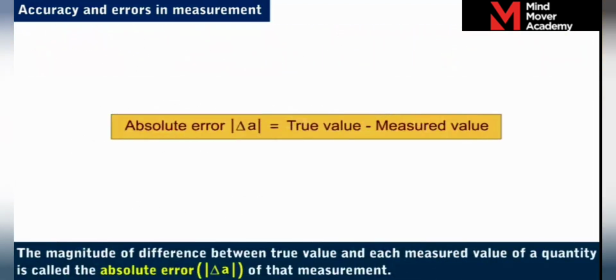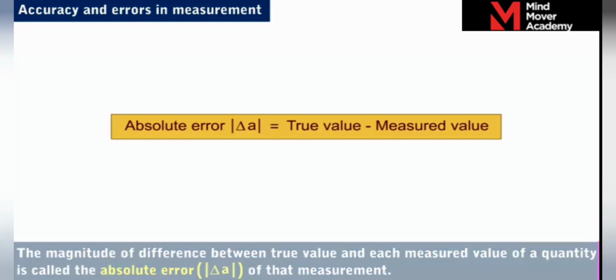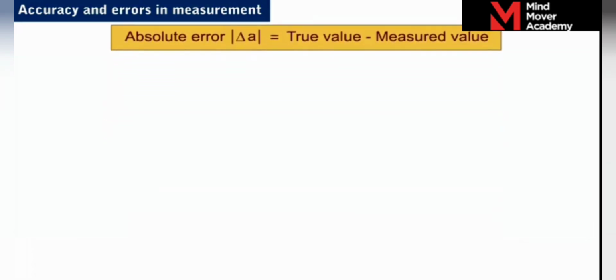The magnitude of difference between true value and each measured value of a quantity is called the absolute error of that measurement. It is denoted by |ΔA|. Since an arithmetic mean is considered the true value, ΔA1 is equal to A1 minus A mean.